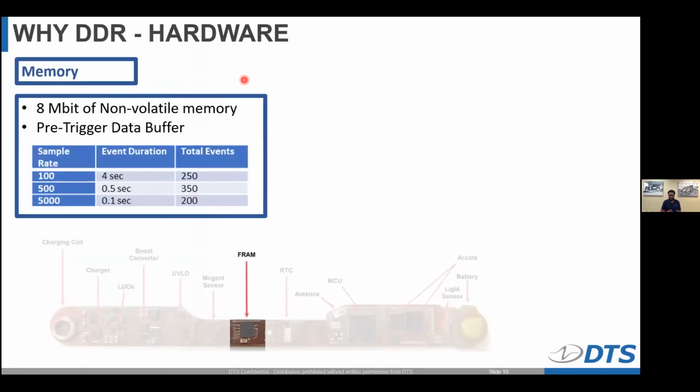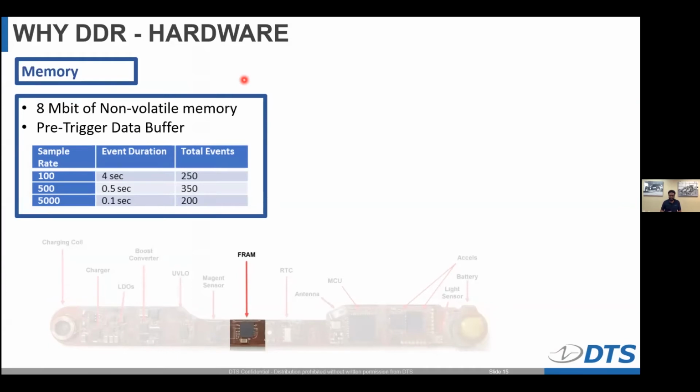We have 8 megabits of non-volatile memory on the DDR, along with pre-triggered data buffers for the sensors. And what that really looks like when you collect data in your test environment, you can see in this table here. What I'm saying is if you have a sampling rate of 100 samples per second and a 4-second event duration, you can collect about 250 events.